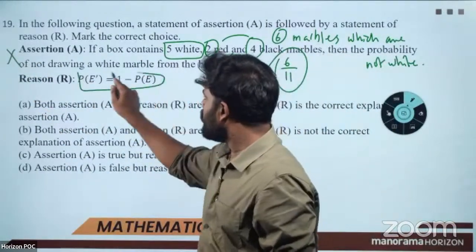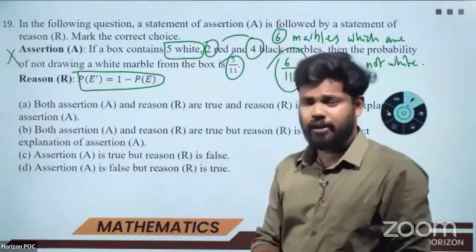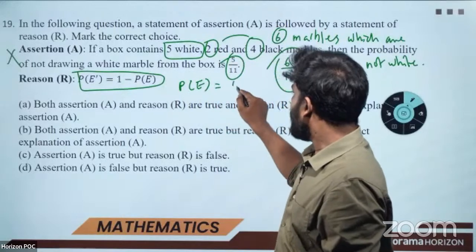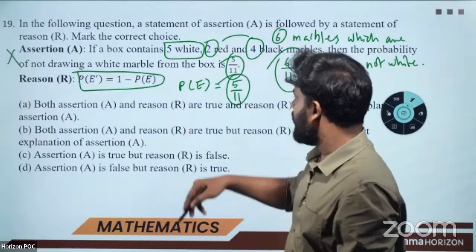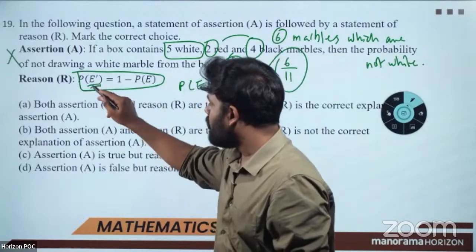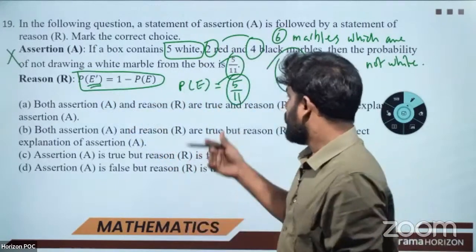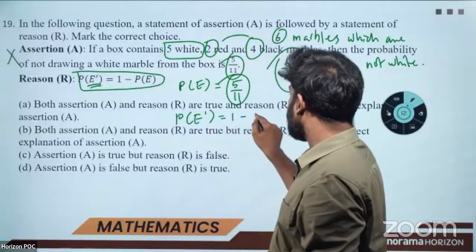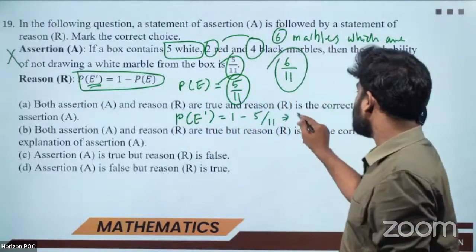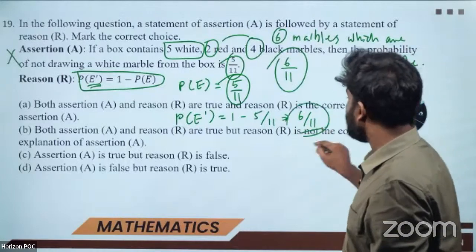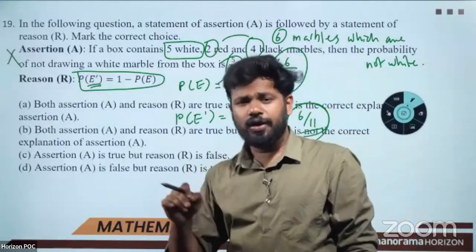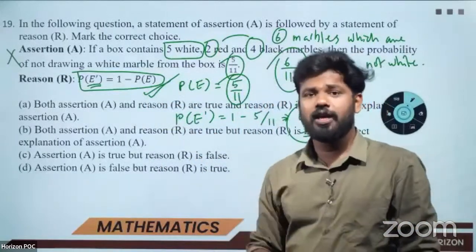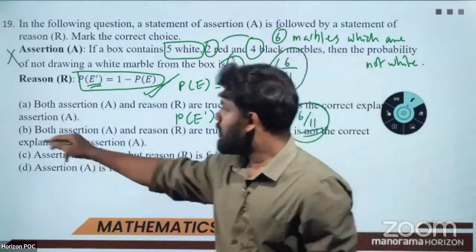P of E dash is equal to 1 minus P of E. That is correct, because suppose you have the probability of getting a white ball as 5 by 11. To find out the probability of not getting a white ball, it will be P of E dash. That will be 1 minus 5 by 11, which gives us 6 by 11. So that will definitely be 6 by 11. So that is according to the rule. This formula is exactly correct. So P of E dash will definitely be equal to 1 minus P of E. That means the reason is correct.